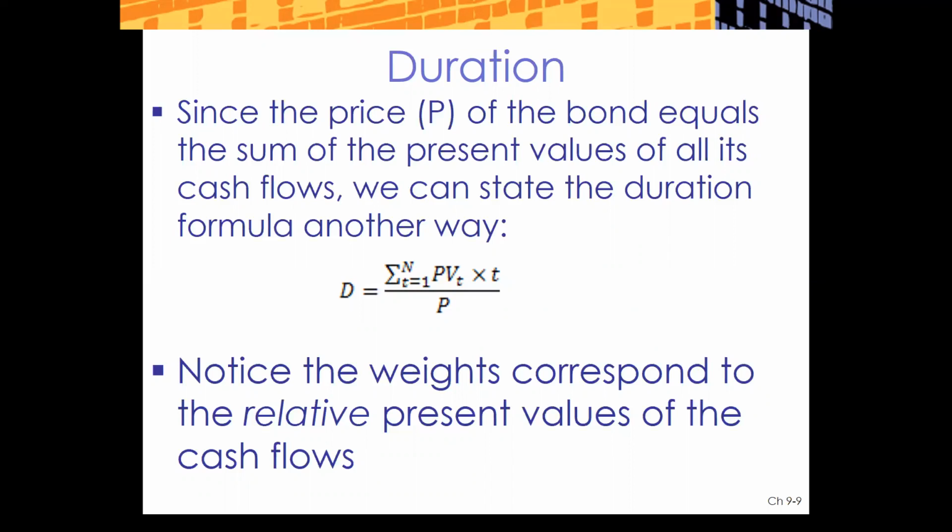So the price of the bond equals the sum of the present value of all cash flows that you receive in the future. And we can state the duration formula another way: the summation of the present value of future cash flows times T, divided by the price. Notice the price, I mean the current bond value, is the summation of all annual future cash flows, which are discounted, together with the par value itself, and you come up with the duration. It's just a rearrangement of the formulation in this way.